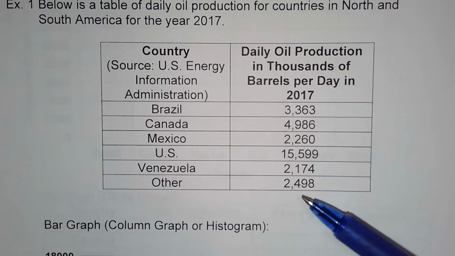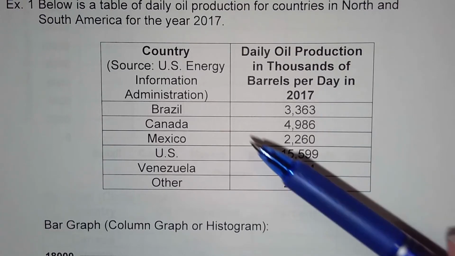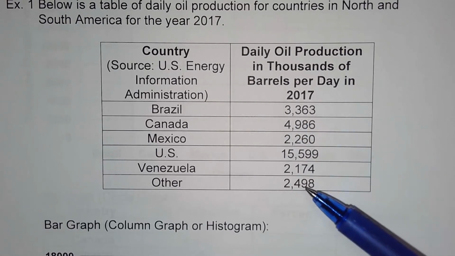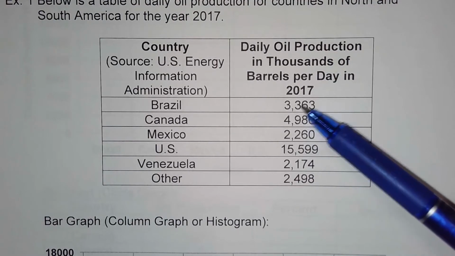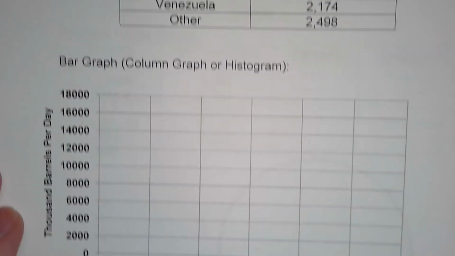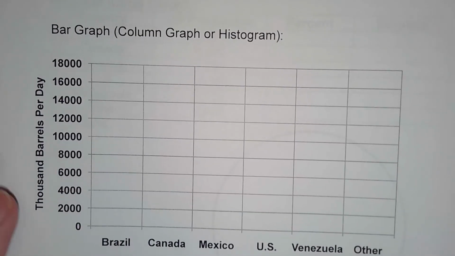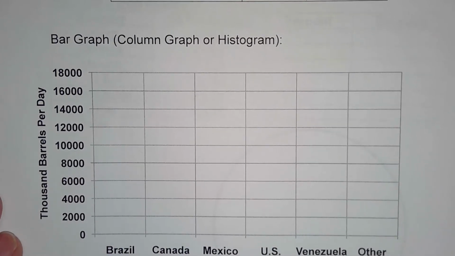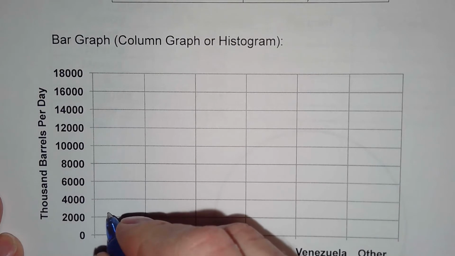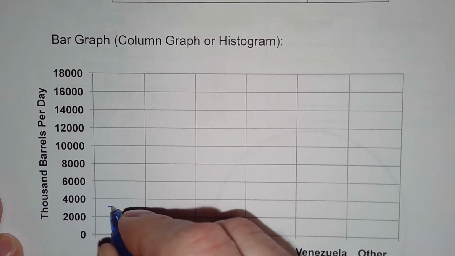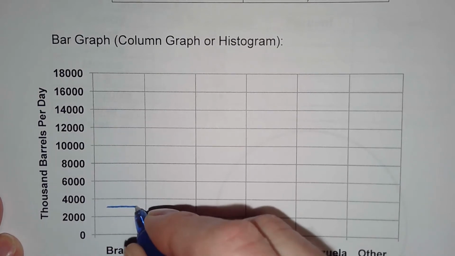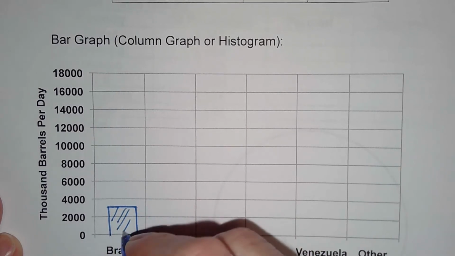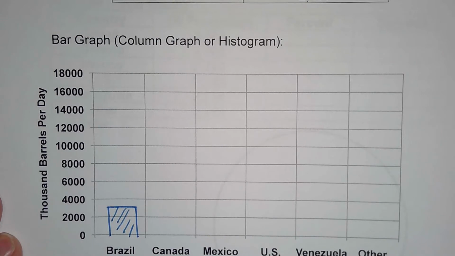And so what we want to first do is take this information and graph it for each of these countries. Draw a bar to represent each of these numbers. So we'll have to keep referring back to these numbers on top. So for Brazil, it was 3,336 barrels. So that's approximately here. So I'm going to draw a bar. And that would be for Brazil.